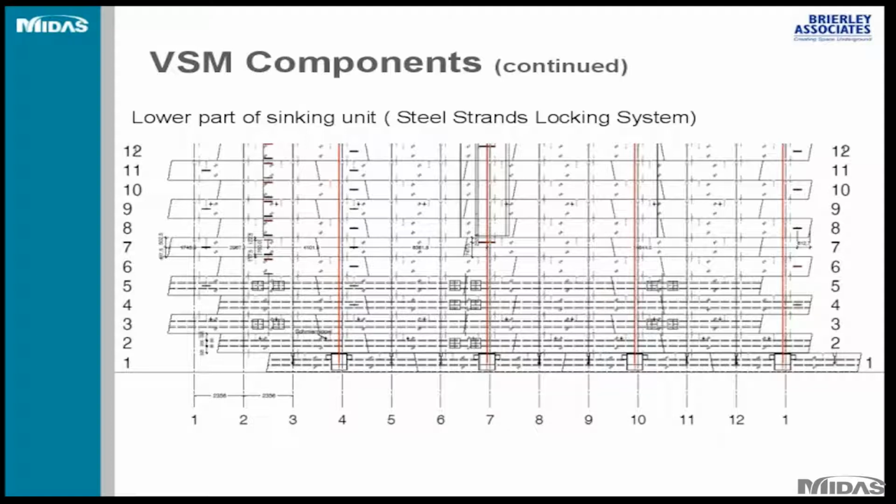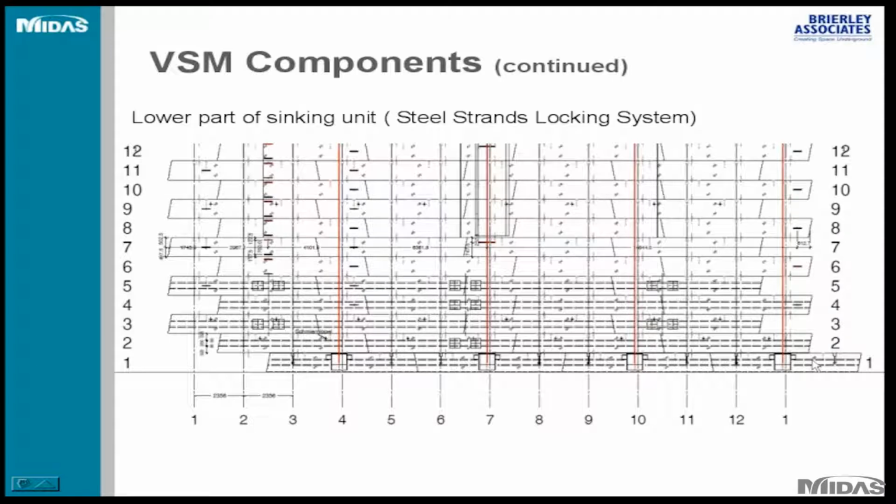The next drawing shows the lower part of the sinking unit, and if you look here, there is a small box, 4 of them actually. The cables are attached to these boxes. The steel cables or strands are attached at the very bottom, and they are fixed in place. So basically, you start by putting these boxes, and this is ring number 1. This is the first ring that you build.